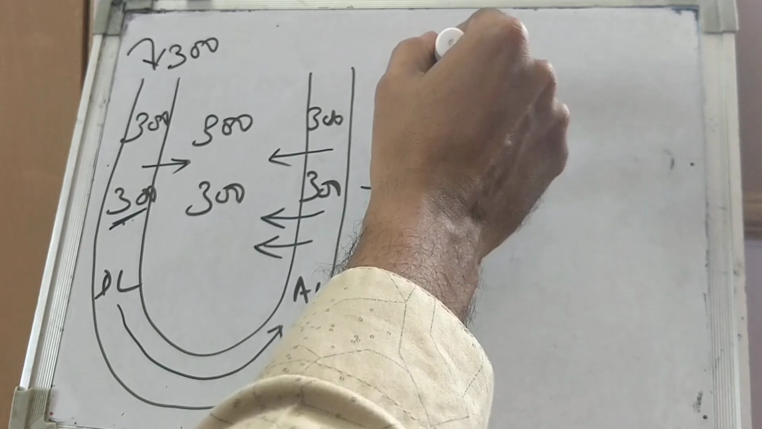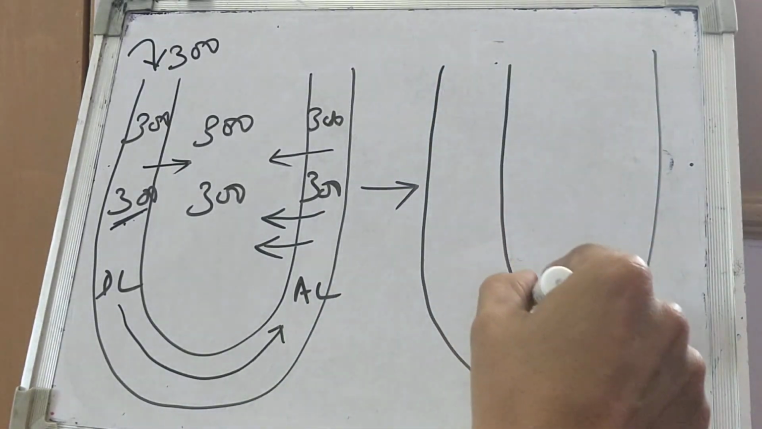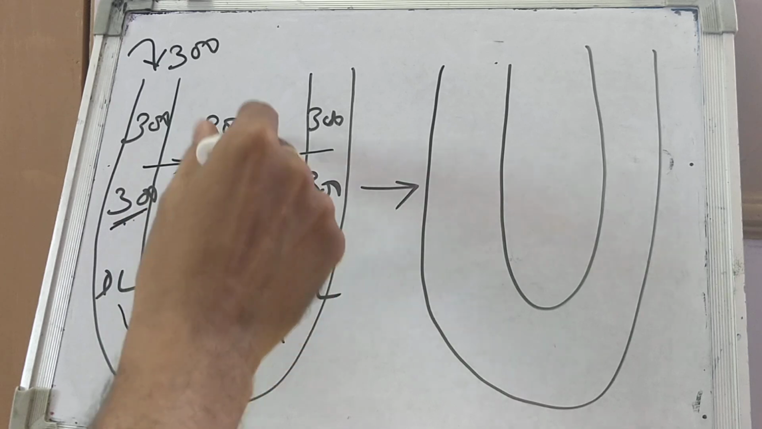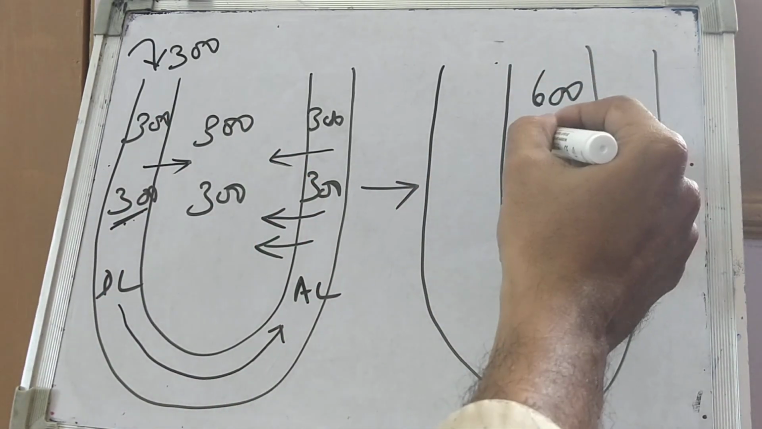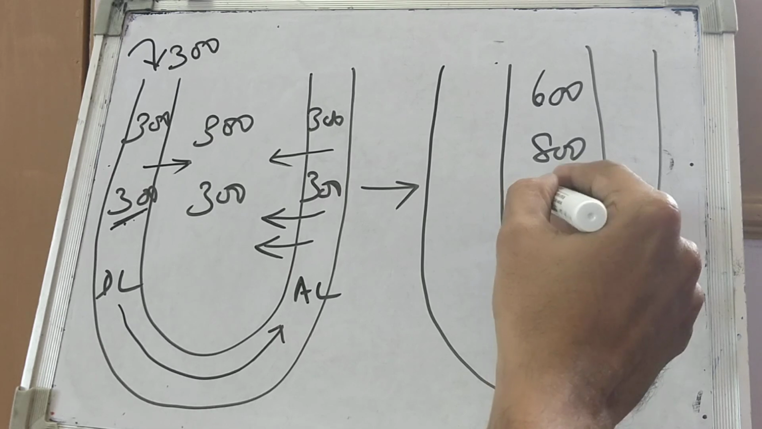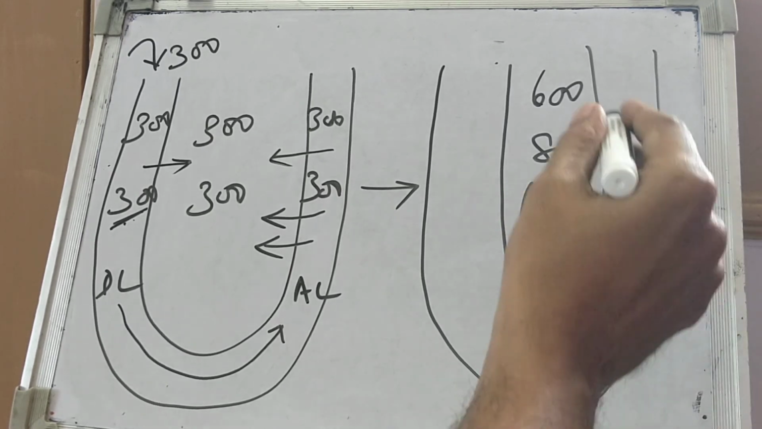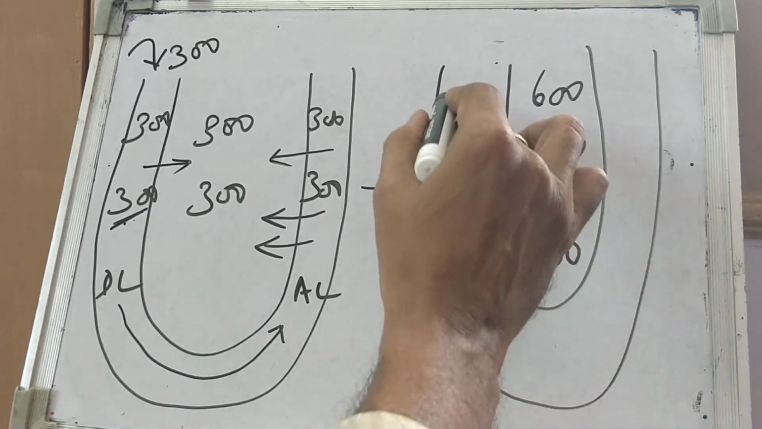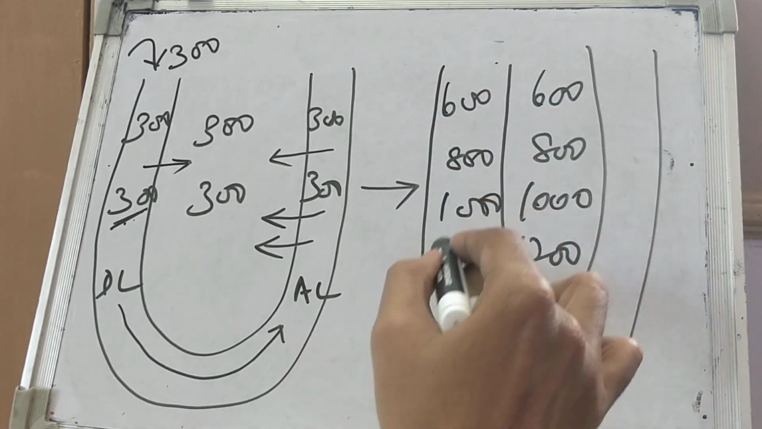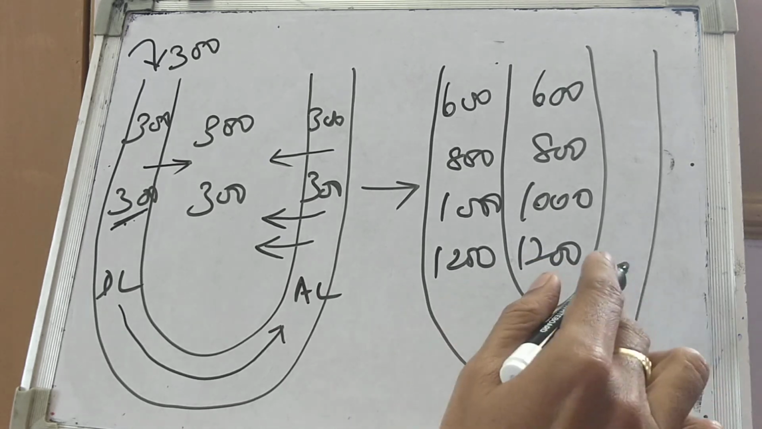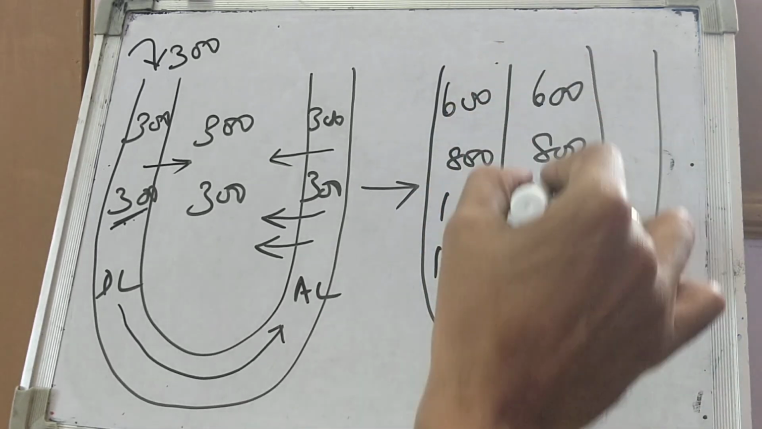So the picture will be, after 6 to 7 cycles, what happens? There is a change in the interstitial osmolarity. So the interstitial osmolarity will be changed because of constant reabsorption from the ascending limb, and this will be the osmolarity of each segment.